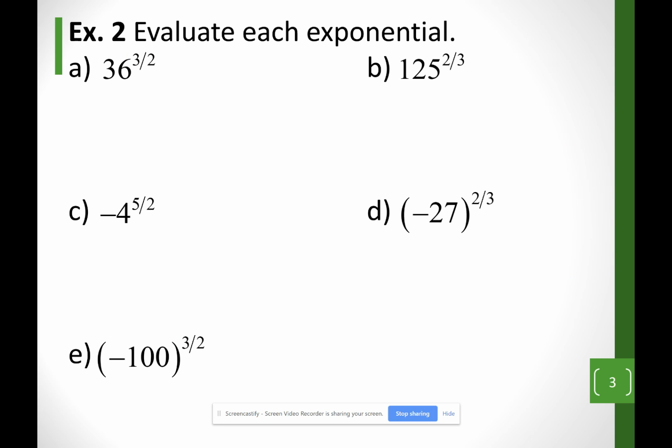Looking at example A, I'm looking at this as the square root of 36 to the 3rd power. I'll even put a 2 on the square root. Notice how I split my 3 over 2. I know the square root of 36 is 6, so I have this as 6 to the 3rd, better known as 216.